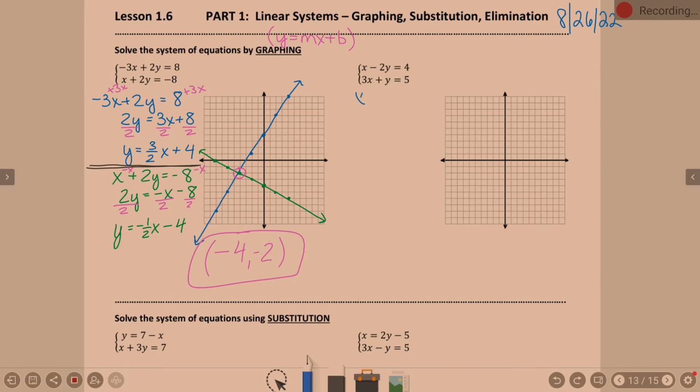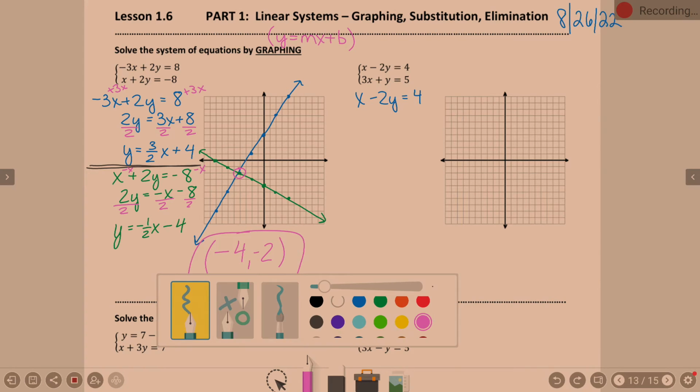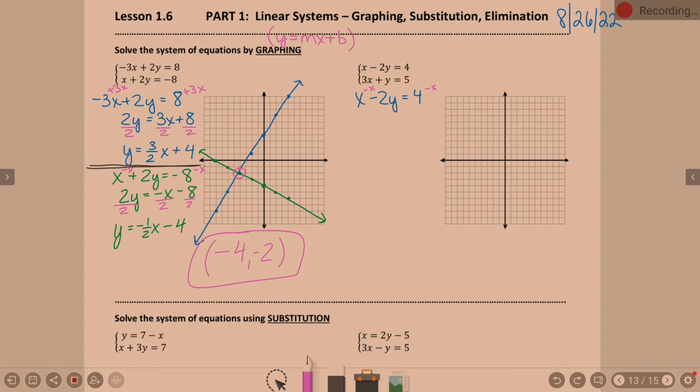So first equation. X minus 2y equals 4. If I'm trying to get this to be y equals, first thing I'm going to do is work to get the y term by itself. So subtract x. Now, what does that leave me here on the left? A negative 2y equals, and then the x's cancel, 4 minus x, which I'm going to write as negative x plus 4.